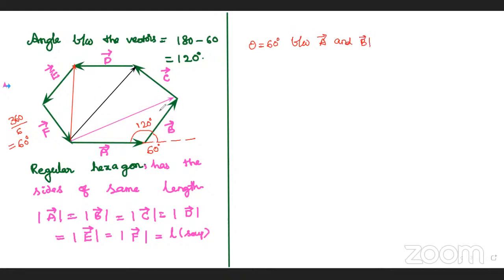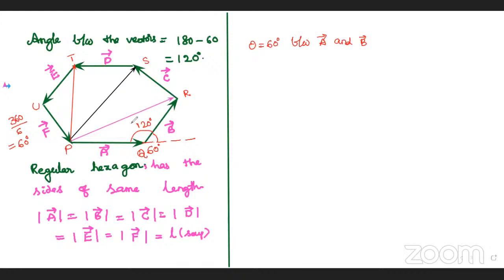Okay. What will be the length of this pink line? If I give the names to the points P, Q, R, S, T, and U, now I am asking the length of PR. So you know that here all the sides are equal.